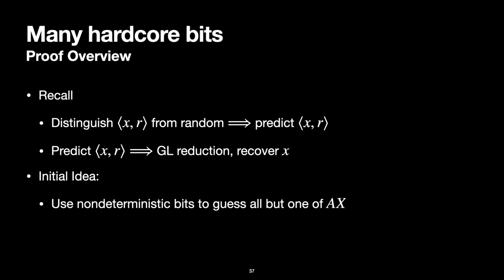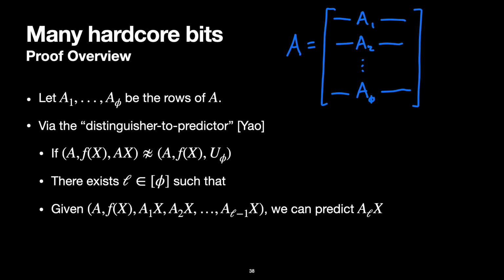Let's recall the hardcore bit classical result. Recall that if we can distinguish the inner product of x and r from a random bit, then we can predict the inner product of x and r. And if we can predict the inner product of x and r, we can use the Goldreich-Levin reduction to recover x. Our initial idea will be to use non-deterministic bits to guess all but one of the vector Ax, hard code that, and then use that in a standard Goldreich-Levin framework. That's exactly what we're going to do.